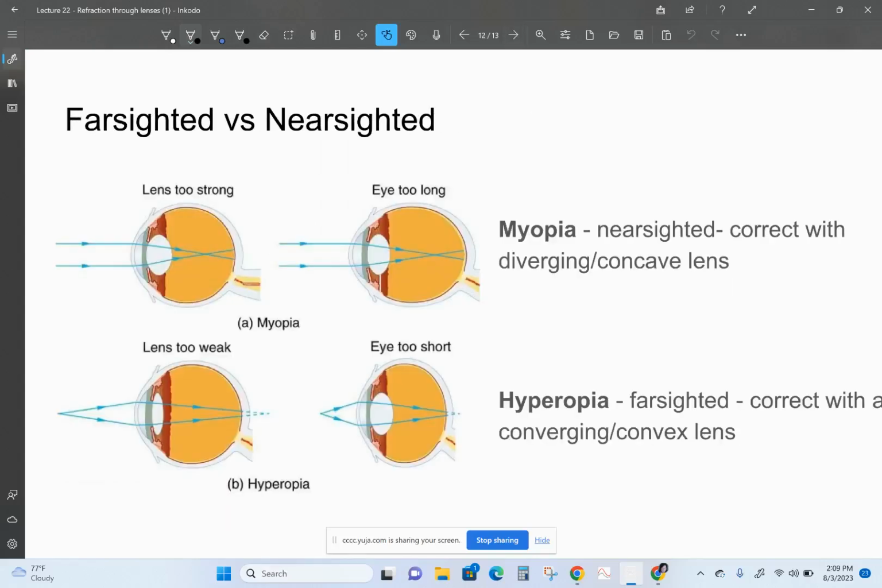All right. So let's talk a little bit about being farsighted and nearsighted. When you're nearsighted, what happens is that when you try to look at something, here's your eyeball, and right here is the retina. This is where we want our images to form. We want the light to converge onto this point.